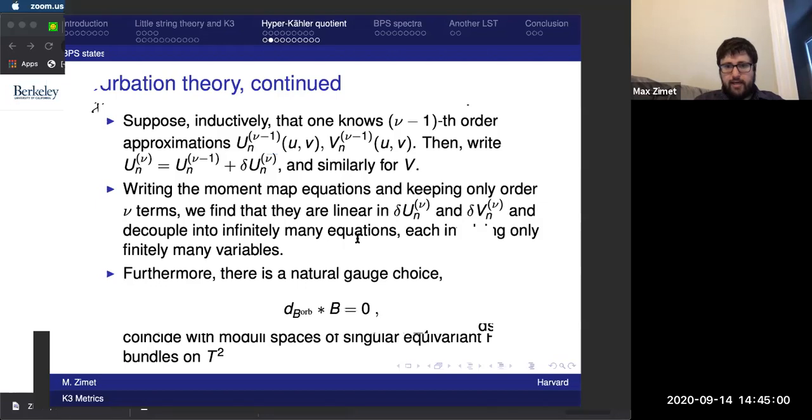But at this order, where you're only keeping linear contributions in the νth order terms, the moment map equations just decouple into finite size chunks. And so we're just doing finite dimensional linear algebra. And similarly, there's a natural gauge choice which shares those features. So this is like a non-abelian analog of Coulomb gauge.